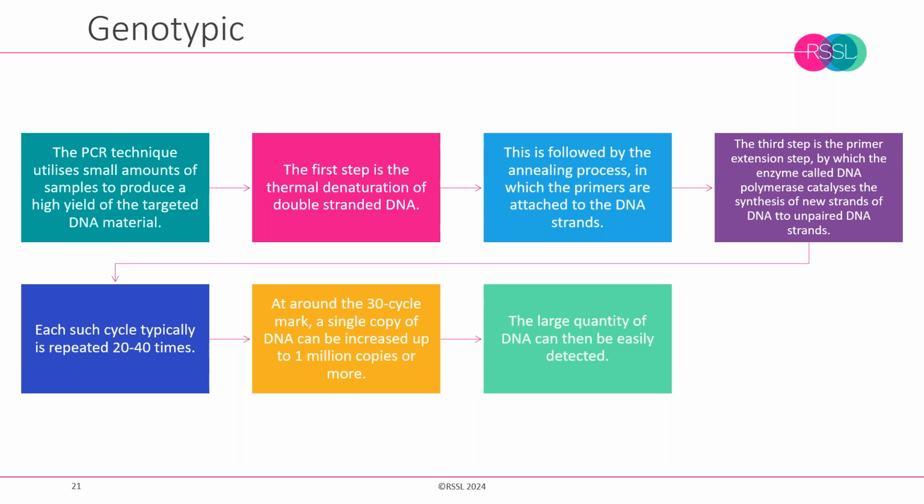nucleotides that are complementary to those in the unpaired DNA strand, and you repeat this 20 to 40 times, and when you get to around 30 times, ideally, then you would have increased your single copy of DNA to around 1 million copies. And this large quantity of DNA can then be used in proprietary genotypic identification systems like riboprinters or the MicroSeq system.